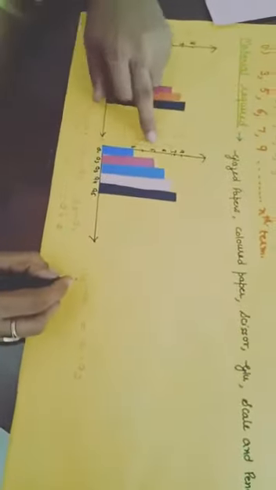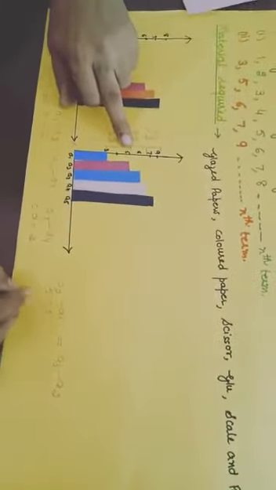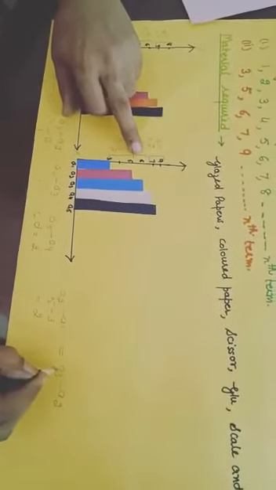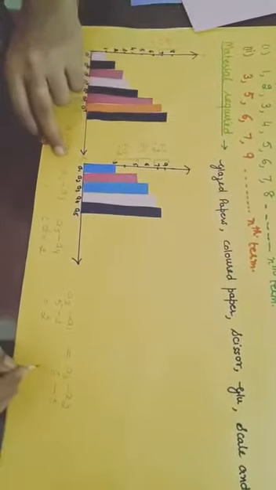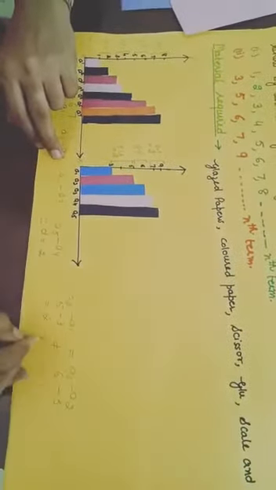a2 is here 5 and a1 is 3, this difference is 2, and a3 minus a2, 6 minus 5, is 1. They are not equal. When a2 minus a1 is not equal to a3 minus a2, then we say it is not an AP.